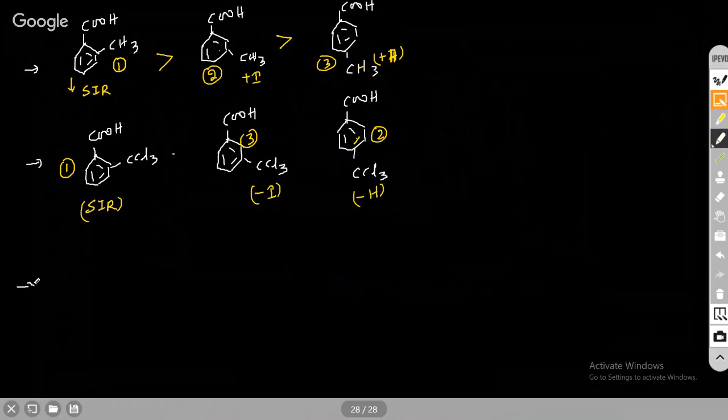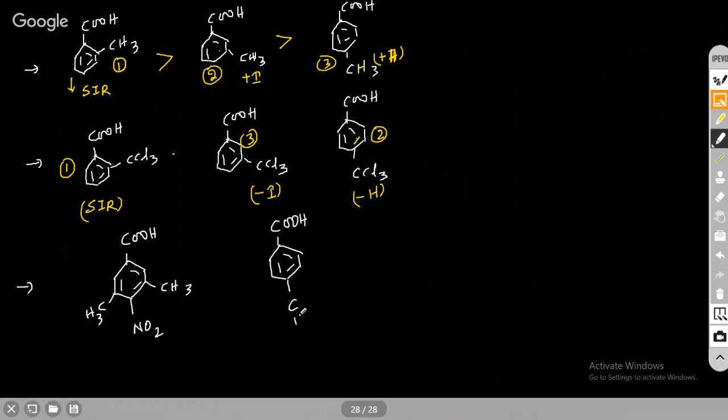One more question we'll discuss here. COOH, CH3, CH3, and then here we have NO2, and COOH, CN with a triple bond, CH3, CH3. See, in this question, what happens?